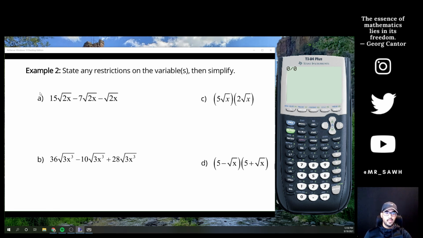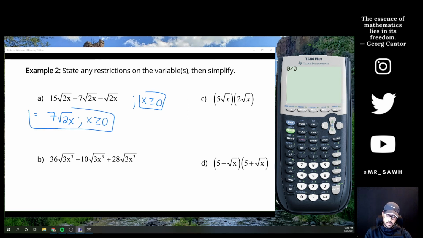If you think about A, well, look at all the radicands. They're the same, right? So that's good. I only have to think about one restriction. And again, the exponent on the variable is 1. That's an odd exponent, which means x has to be greater than or equal to 0. There's your restriction. If you go to simplify them, they're already like radicals. So take a look at your coefficients and combine. 15 minus 7 is 8. Minus 1 more is 7. So 7 square root 2x with the restriction x is greater than or equal to 0.